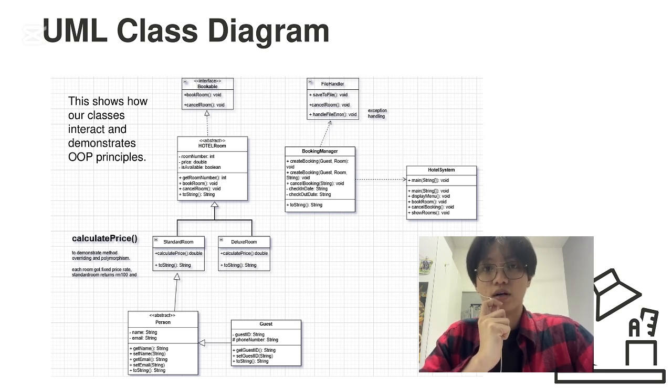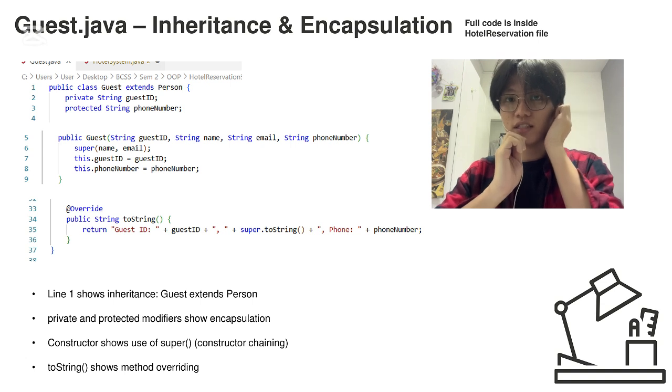And this one is BookingManager. The BookingManager class has two methods with the same name, which is method overloading. And this diagram helps us understand the structure of our project better, and it also matches everything that is needed in the rubric. What I'm showing right now is our Guest class.